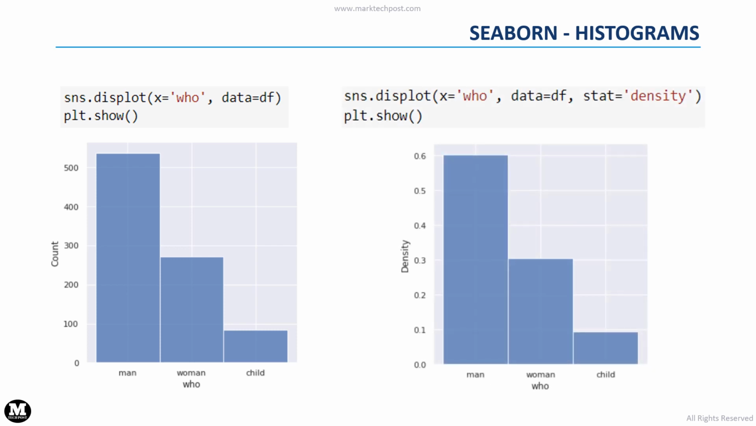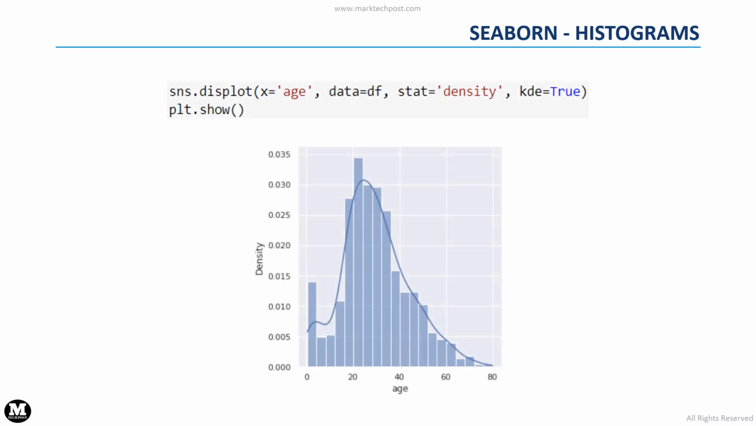By properly using the stat argument, we can normalize the counts so that the area of the histogram is 1. By default, this plot will draw a histogram. By defining the stat argument as density, in this case we can see the percentage of people with a specific age within the data frame. The KDE argument can be used to estimate a line that follows the distribution.